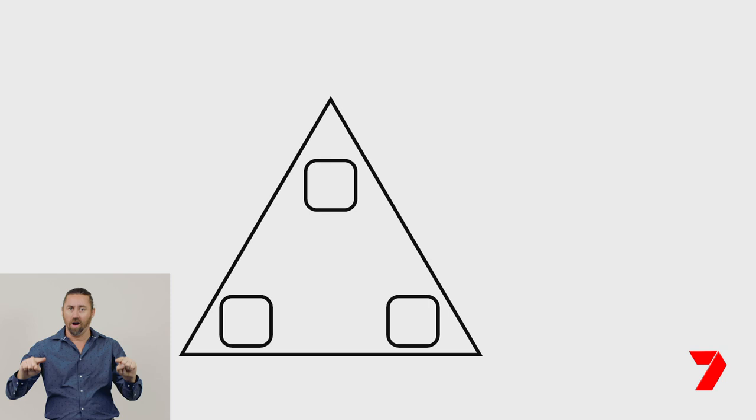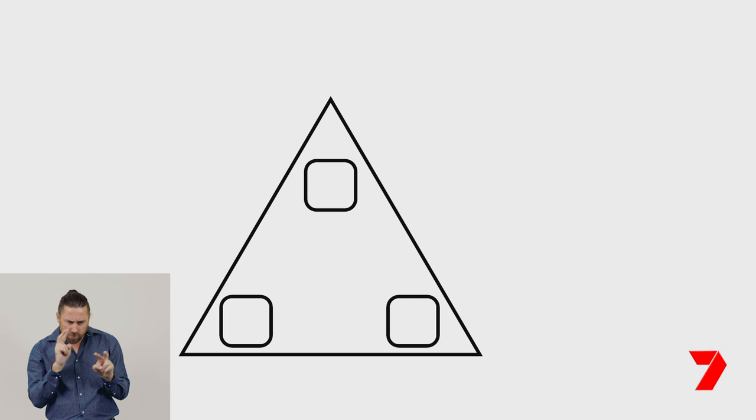We can see the part-part-whole thinking in what we call a fact triangle. You may have seen one of these before. A fact triangle helps us to work out the related addition and subtraction facts when we have a whole and two parts. Let's watch the fact family triangle together to learn how to use a fact triangle. Addition and subtraction facts can be shown on a triangle.